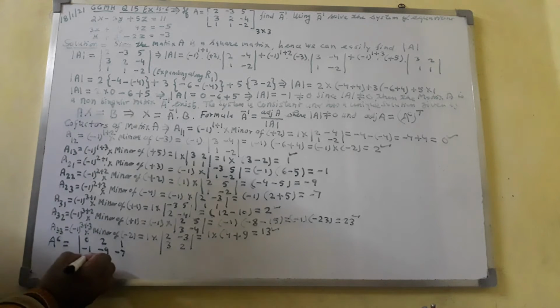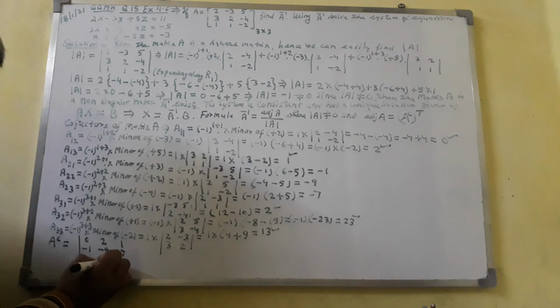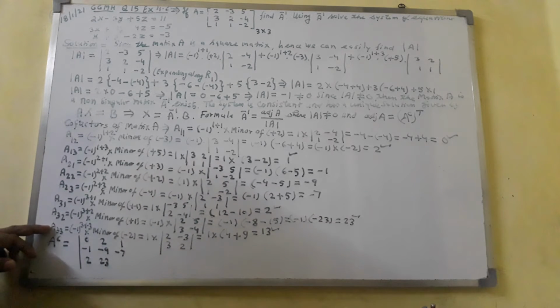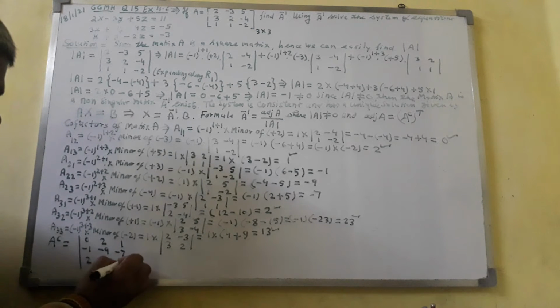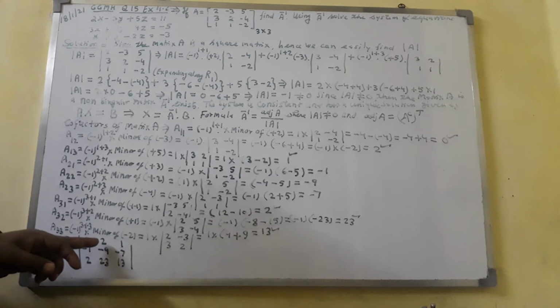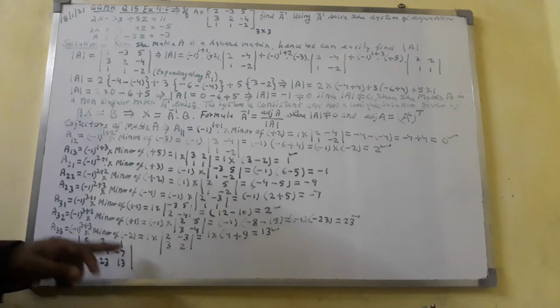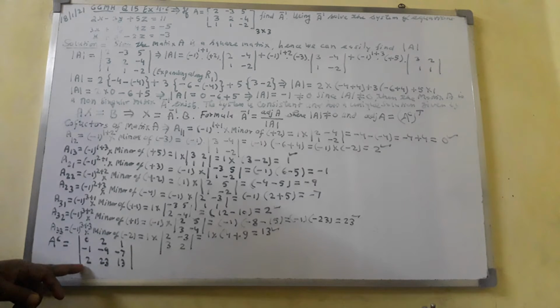A31 value is 2. A32 value is 23. A33 value is 13. This thing you have got. Cofactor matrix equal to elements of first row 0, 2, 1, elements of second row minus 1, minus 9, minus 7, elements of third row 2, 23, 13.